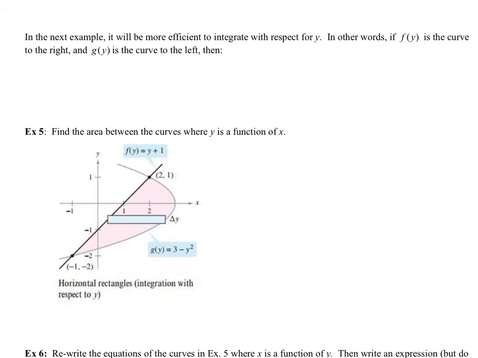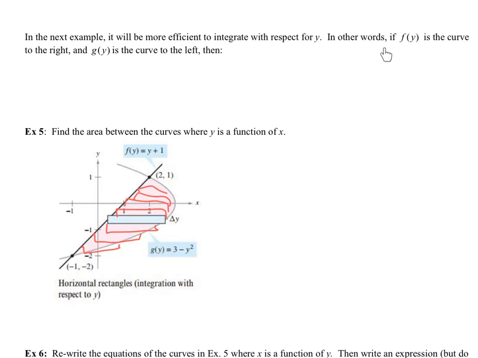Now, one thing I want you to notice is this time our representative rectangle is horizontal, isn't it? Okay, so as we think of an infinite number of rectangles, they would all be horizontal, and so that means our bounds, instead of going from left to right, now need to go from bottom to top. So those will have to be y bounds.